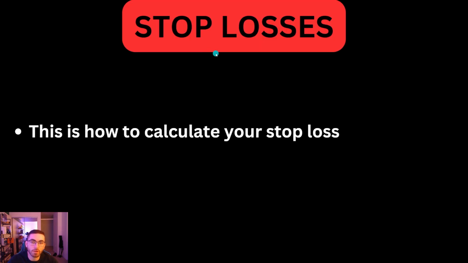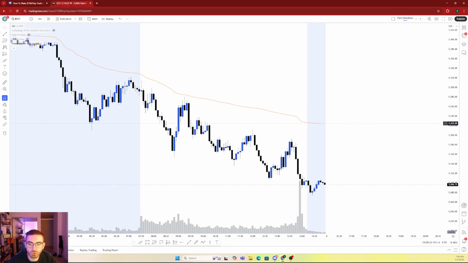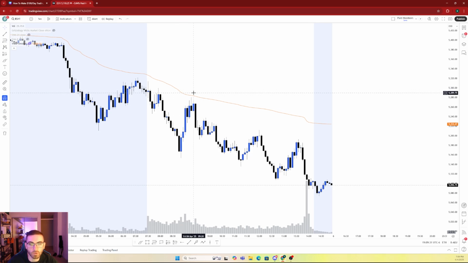Now, as far as calculating your stop loss, I want to show you how I go about calculating mine. When it comes to calculating my stop loss, I mainly like to trade at key levels or at moving averages because my stop loss is literally going to be right on the opposite side.